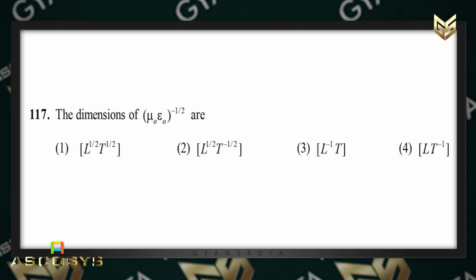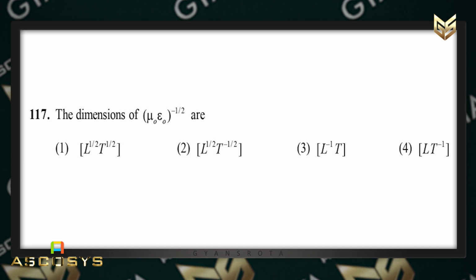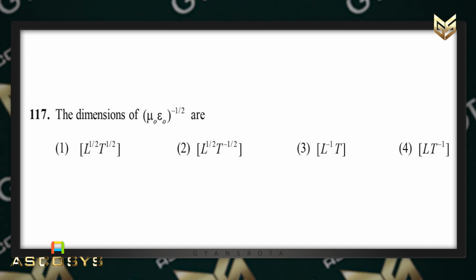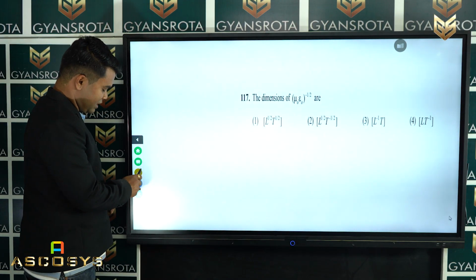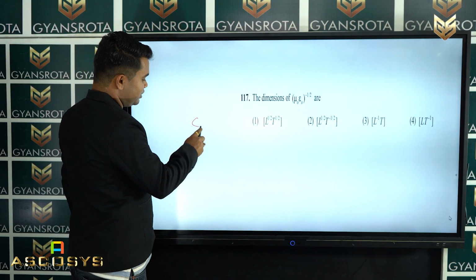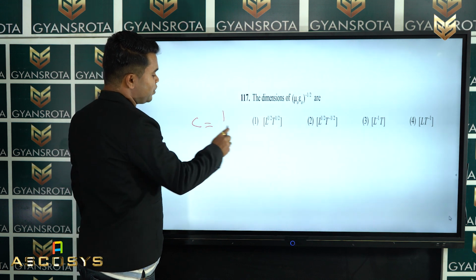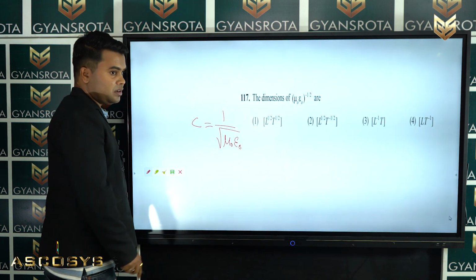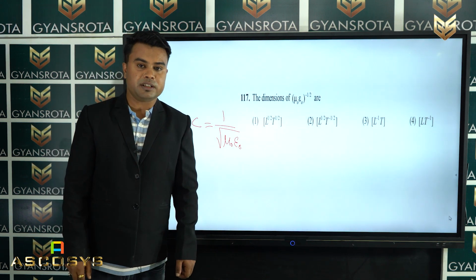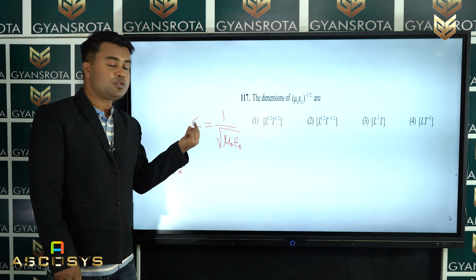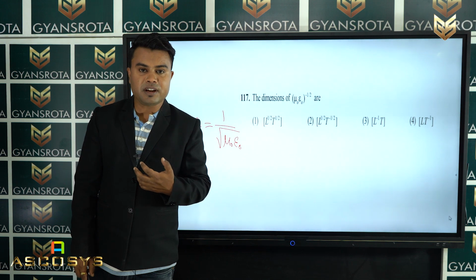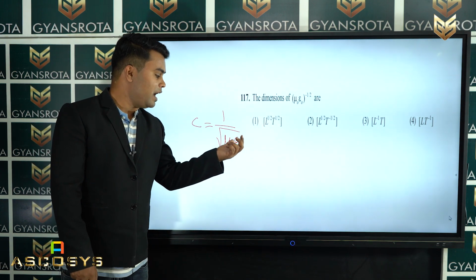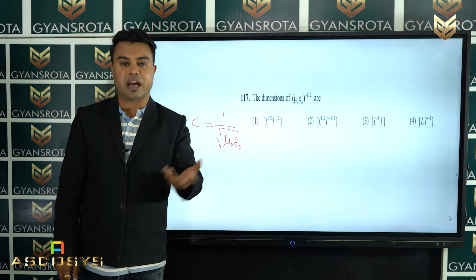The dimension of 1 by root over of mu naught into epsilon naught is the dimension of C. If you see, speed of light is given as 1 by root over of mu naught into epsilon naught. Permittivity and permeability. Okay. So C is what? C is nothing but your velocity of light. So no need to put the value or the expression of mu naught and epsilon naught, then find the dimensional formula.